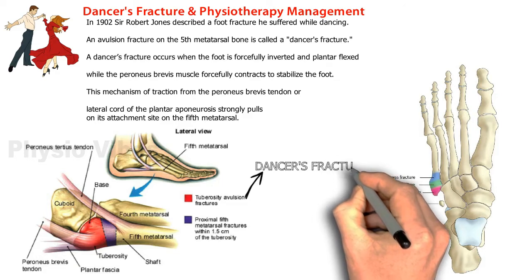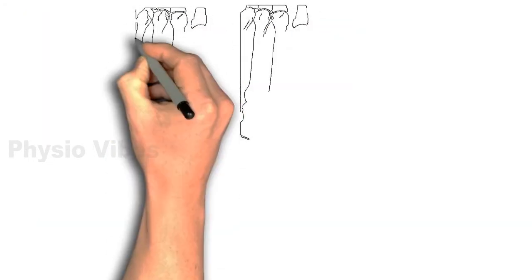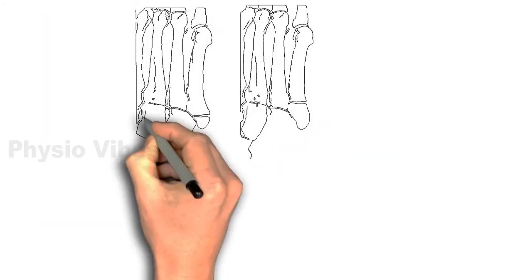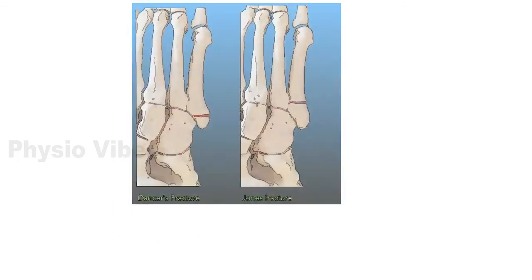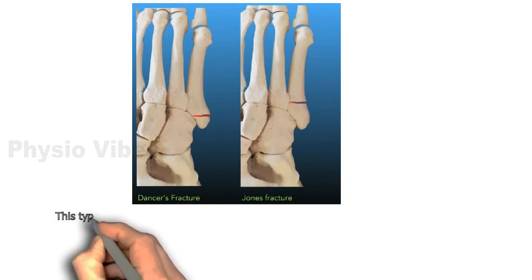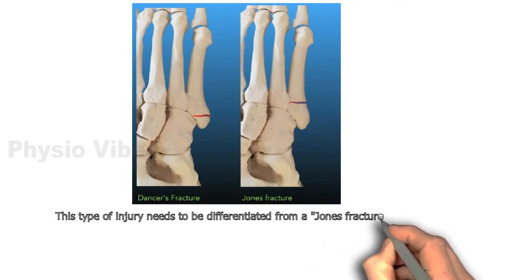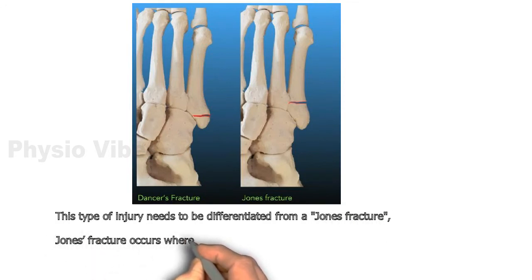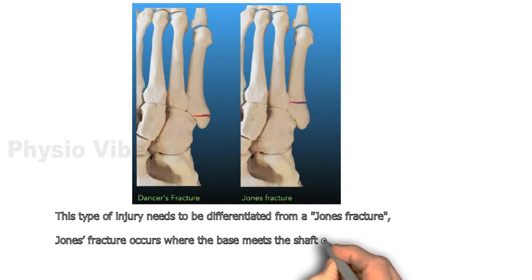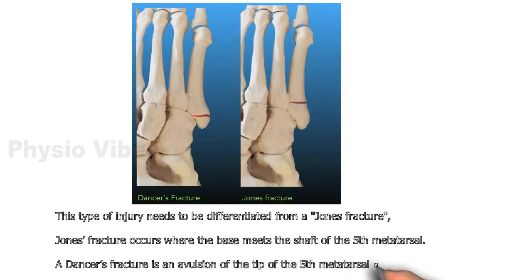Dancer's fracture. This type of injury needs to be differentiated from a Jones fracture. A Jones fracture occurs where the base meets the shaft of the fifth metatarsal. A dancer's fracture is an avulsion of the tip of the fifth metatarsal base.